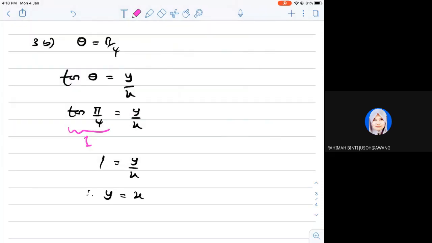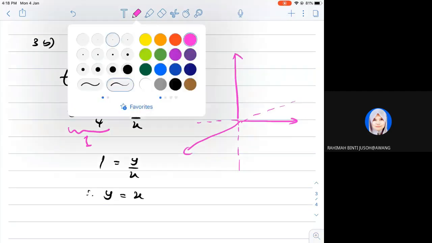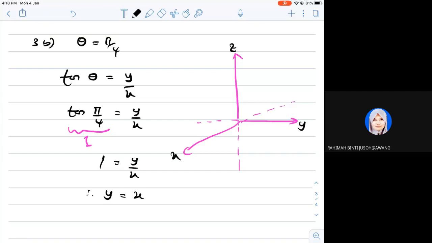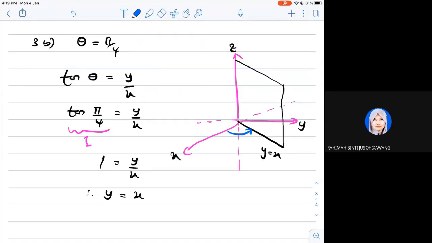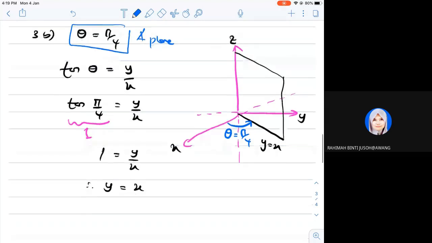So if we sketch the surface, surface means 3D, so kita kena sketch 3D lah. X axis, y and z. Y equals to x, so we don't have any z in the equation, so it should be parallel along the z axis. So this is the surface of y equals to x. Of course, from here we know that the angle theta from x positive is pi over 4. So after this, if you see this equation, you know that this is a plane. Satu plane lah.